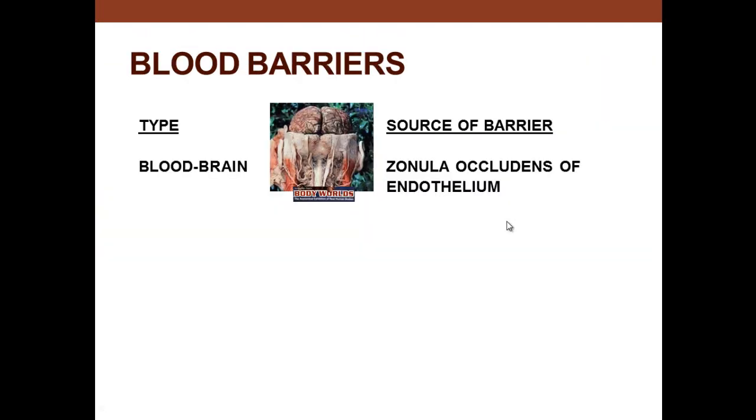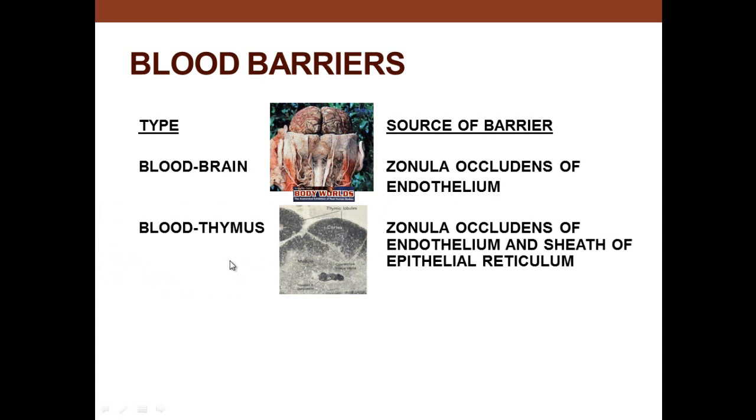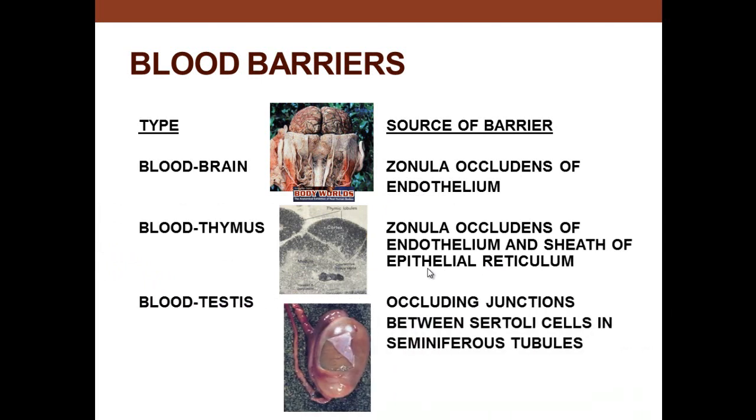Now there are barriers in the blood system. There's a blood-brain barrier. The zonula occludens of the endothelial cells is one of those things, and also the support cells of the nerves. Also, there's a blood-thymus barrier, and that's the zonula occludens of the endothelial cells and a sheath of reticular epithelial cells that help protect the cortex of the thymus. And then you've got the blood-testis barrier, and those are the occluding junctions between the Sertoli cells. You do not have a counterpart to this in the female reproductive system.